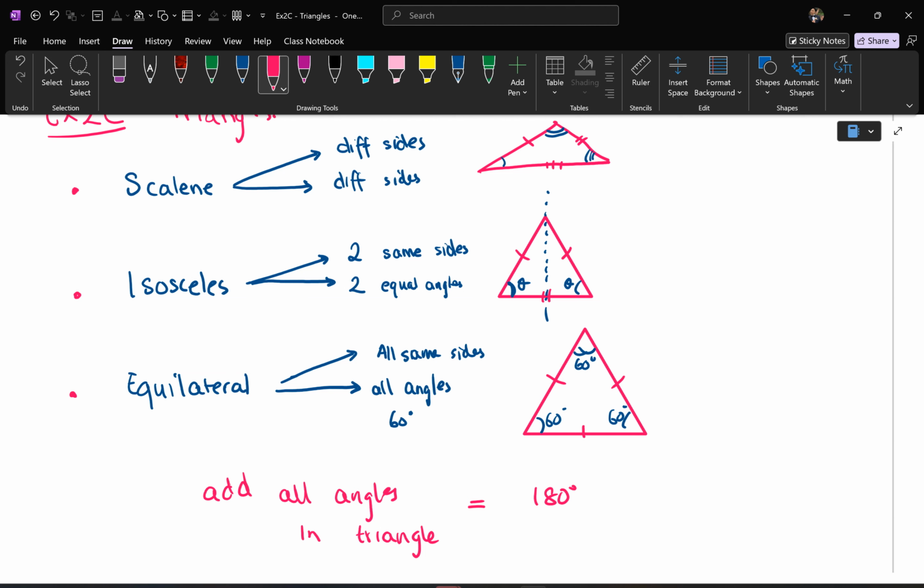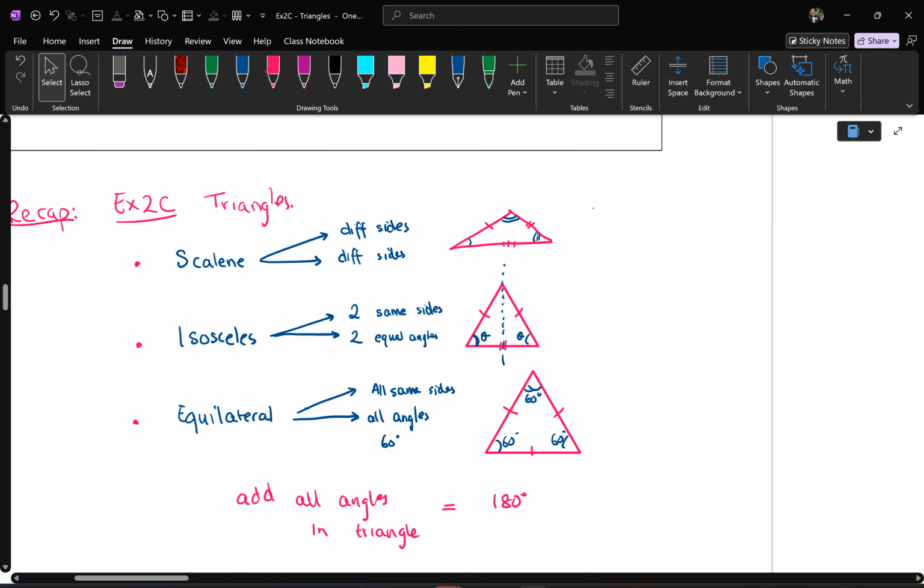Since you've got 3 corners the same, 180 divided by 3, that's why we know equilaterals have to have 60. 180 divided by 3 is 60. Okay? And then I gave you one last rule, which I haven't shown you the proof for at all.